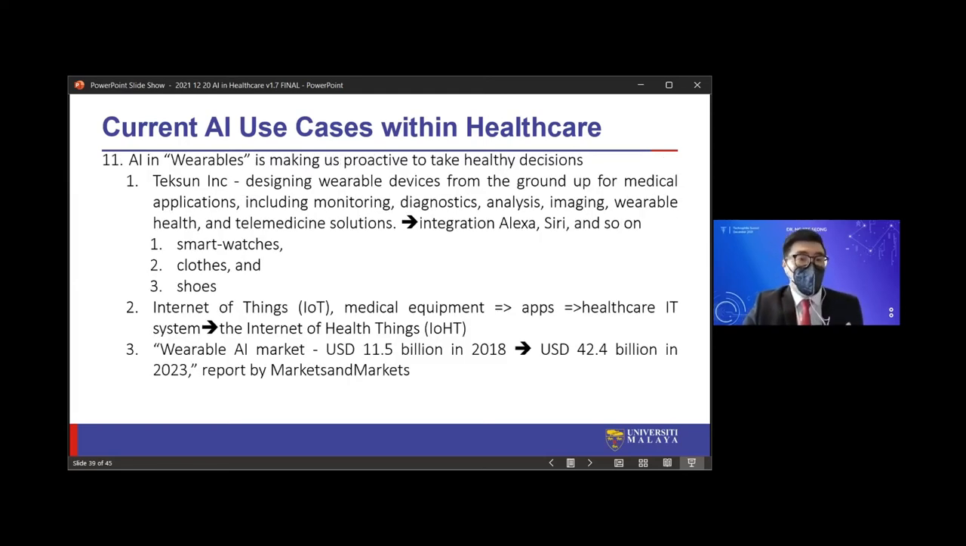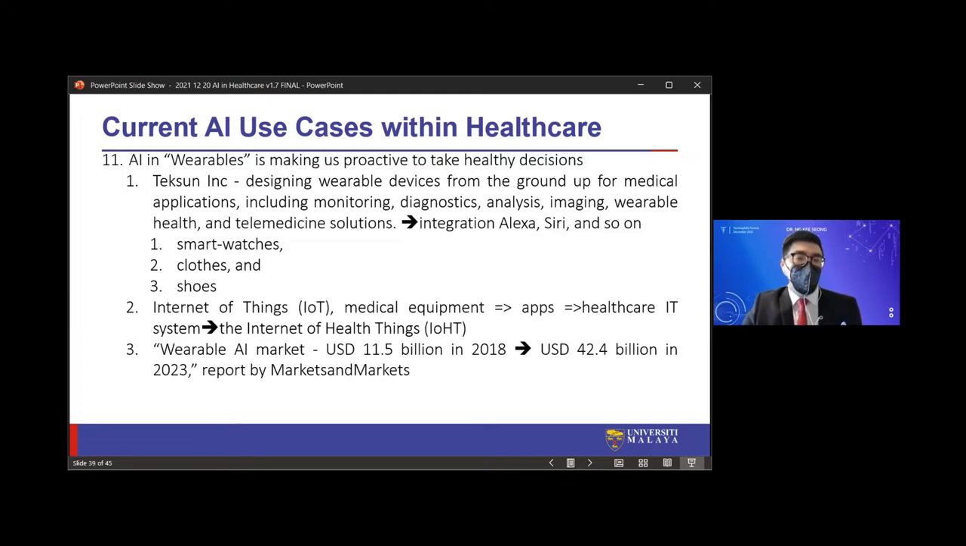I'm sure all of you are aware, wearables like smartwatches, clothes, and shoes are able to help us make proactive decisions to be healthier. Soon, for example, we will be able to help you design some of these devices from the ground up for medical applications and even integrate them into existing services like Alexa, Siri, and so on.